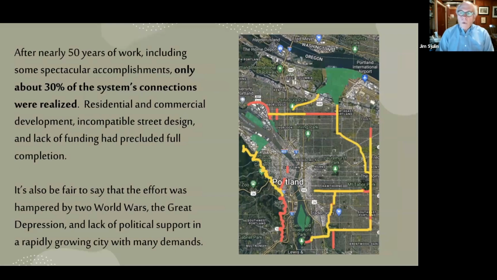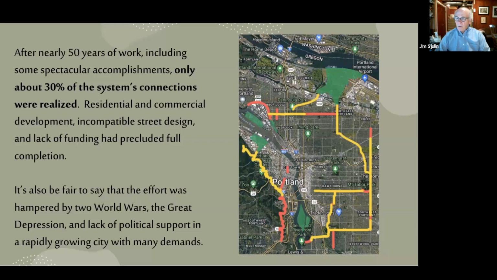So after 50 years of work, we're going to play some really rapid history here, and that did include some really wonderful accomplishments. Only about 30% of the system's connections were realized. So when you look at the map here, this is a map that I made using that previous older map, and I superimposed it over Google Maps and tried to identify what actually was built on the ground versus what was not. Everything that's shown in that sort of reddish color is actually an Olmsted linkage or boulevard success.